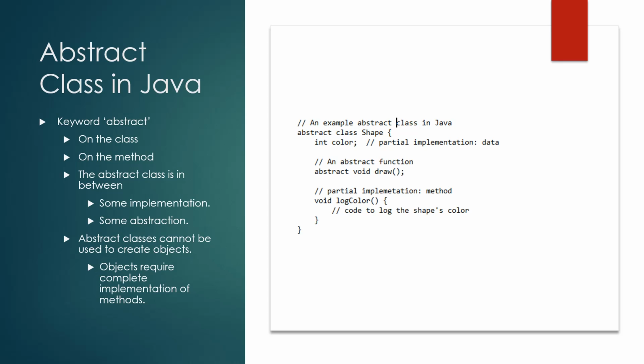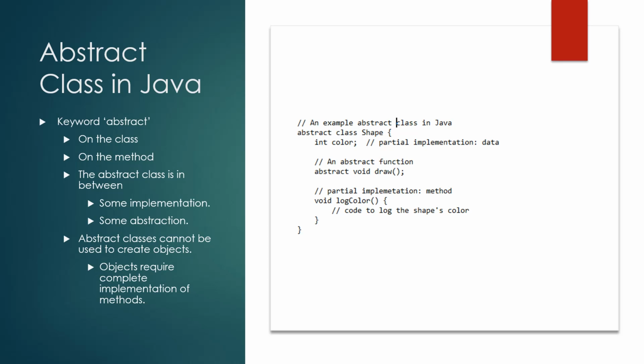Partial implementation. However, we also know that shapes can be drawn, but we don't know how it's going to be drawn until we know the exact shape. It's a square, it's a circle, it's an oval, right? It's a polyhedron, it's a pentagon. But whatever the shape is, that draw implementation will have to be specific to the shape. So we know that shapes can be drawn, but we don't know how at this level.